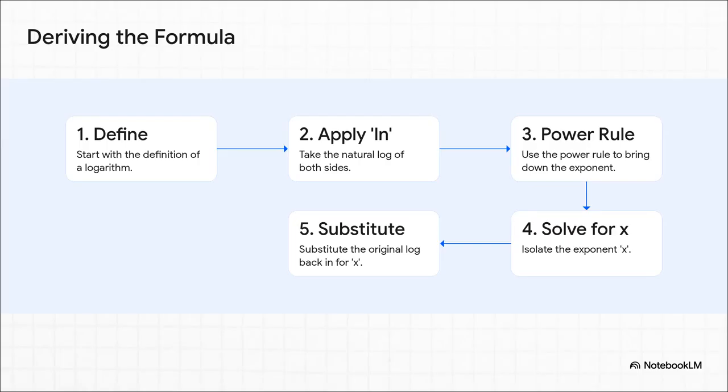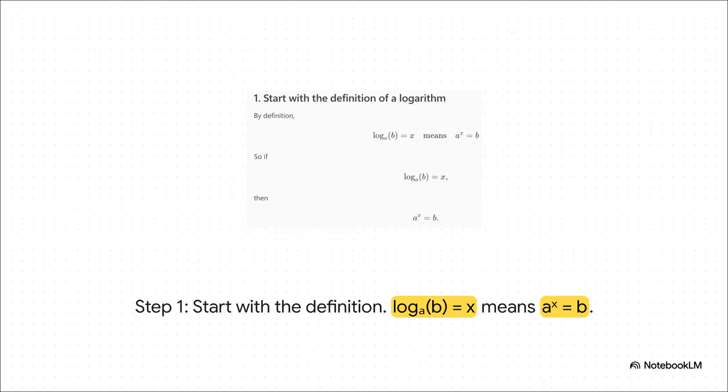So here's the game plan, our 5-step roadmap to building this formula from scratch. We're going to start with a basic definition of a log, apply one of its standard rules, and then use a little bit of simple algebra to get what we want. Let's see exactly how it works. Okay, step 1. We're just going to state the problem in a different way. So we take our general logarithm, log base a of b equals x, and we just rewrite it in its exponential form, a raised to the power of x equals b. Remember, these two things mean the exact same thing.